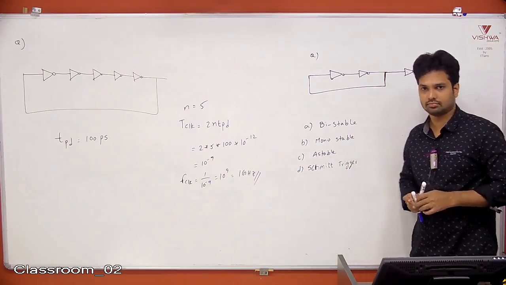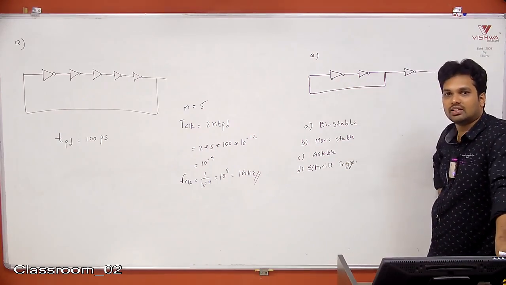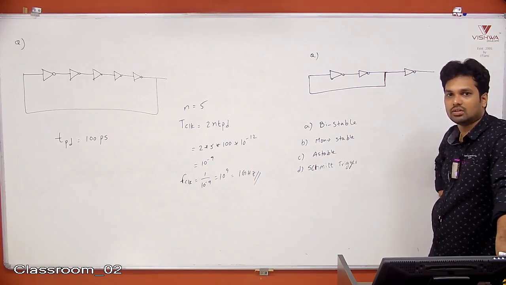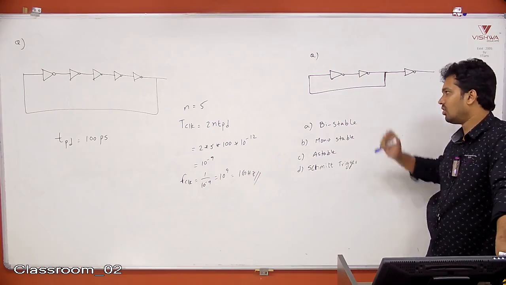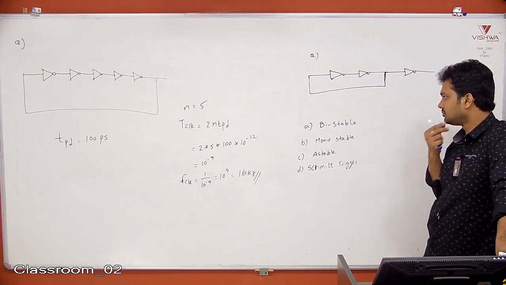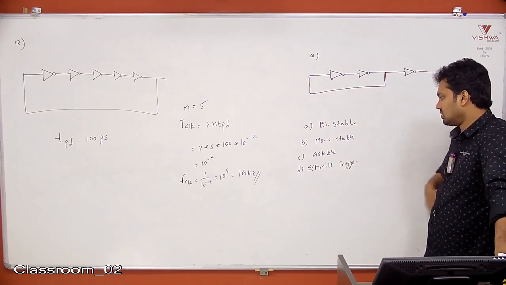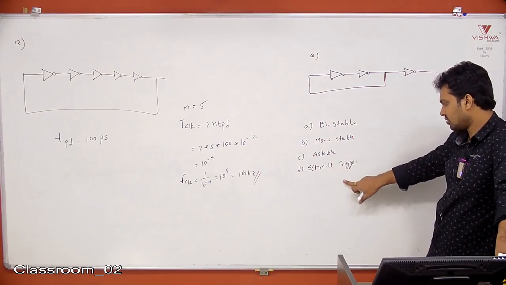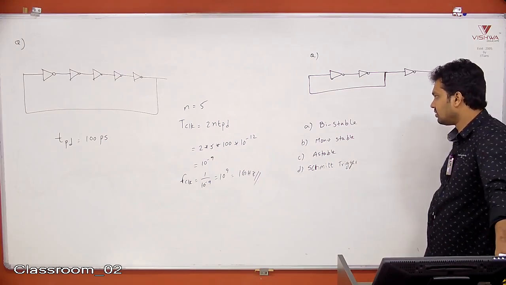Write the next question. If each inverter has a finite propagation delay, then the logic circuit is: copy the figure and options. Bistable, monostable, astable, Schmitt trigger. What is this circuit? We don't know. You read it in your analog electronics. It is a square wave generator circuit irrespective of the input waveform. That is not required for us. Okay, options they have given.